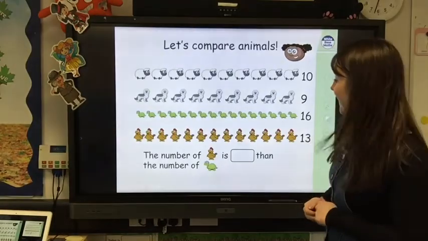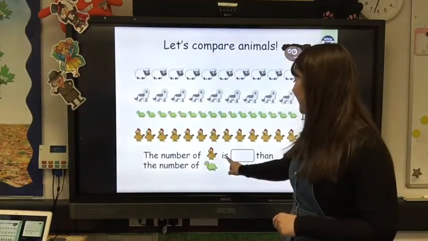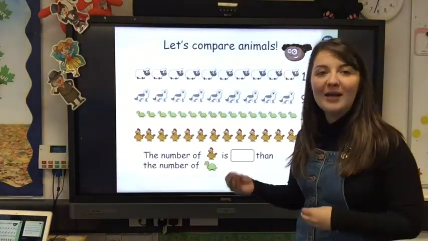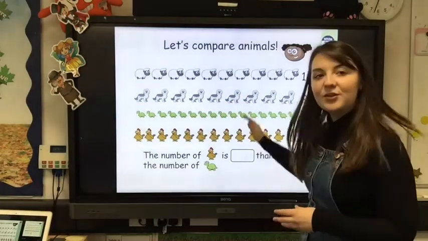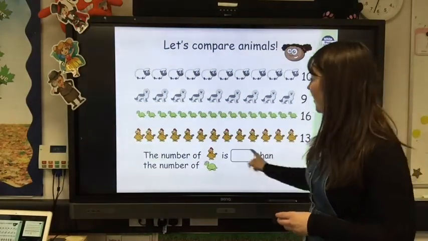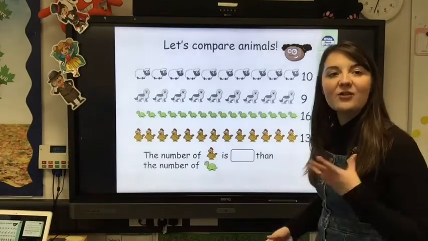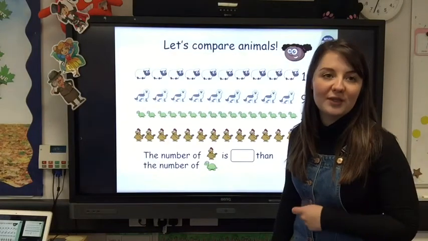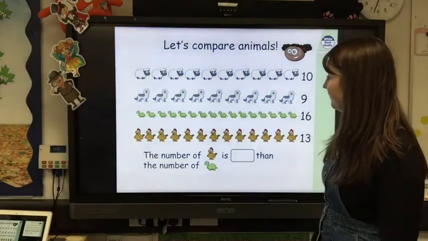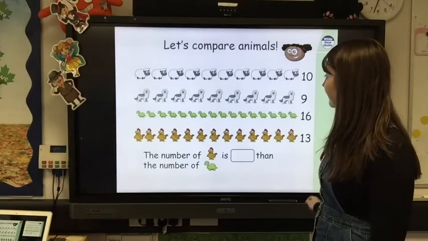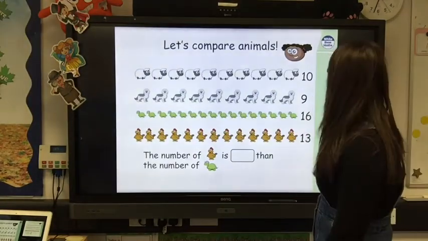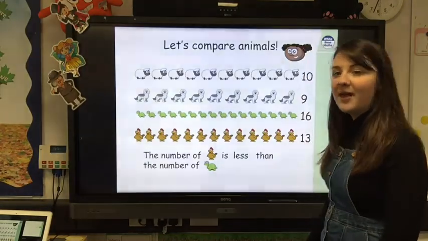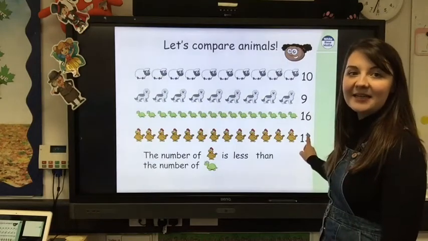This time it says the number of chickens is something than the number of tortoises. We want to use the word more or less. So look at the chickens and the tortoises and the numbers. Are there more chickens than tortoises or are there less chickens than tortoises? Pause the video and have a think. Use your 50 squares to help you. The number of chickens is less than the number of tortoises because we know that 13 is less than 16.